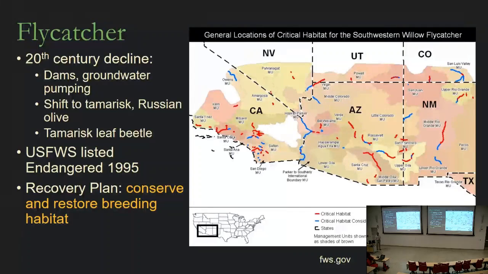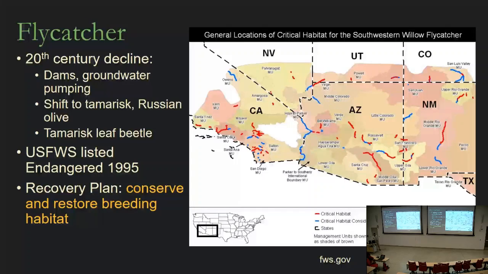Luckily for the flycatcher, tamarisk and Russian olive can both be suitable habitat for them if there's other factors present. One of the biggest threats to flycatchers now is tamarisk leaf beetle, which was introduced as biocontrol and has been spreading across the flycatcher's range.